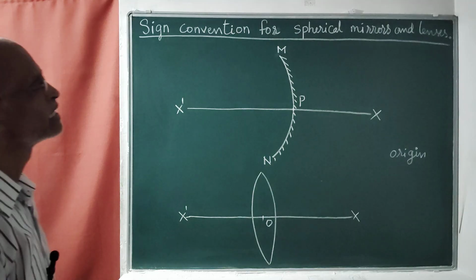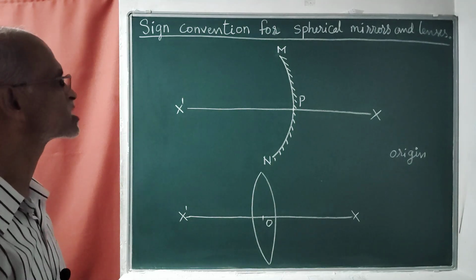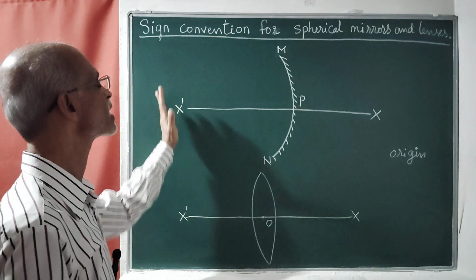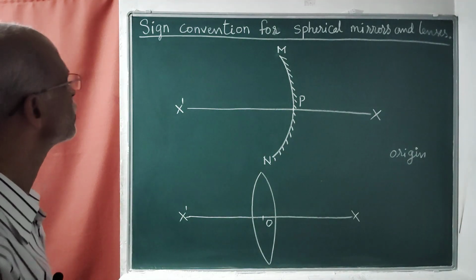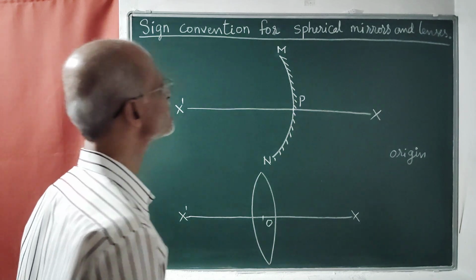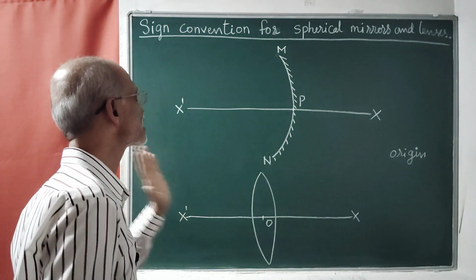Now, always the object has to be placed on the left side of the mirror or the lens.